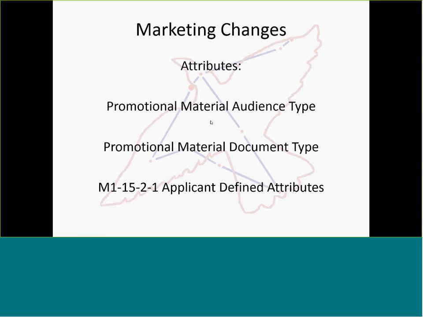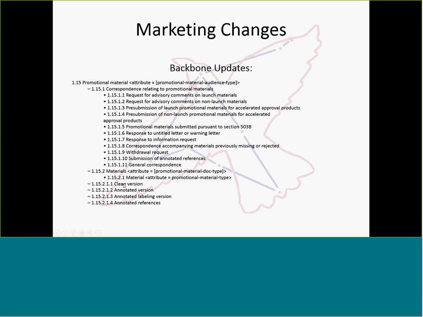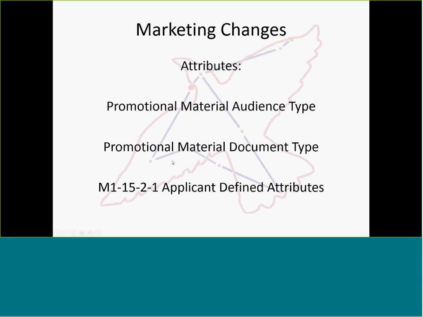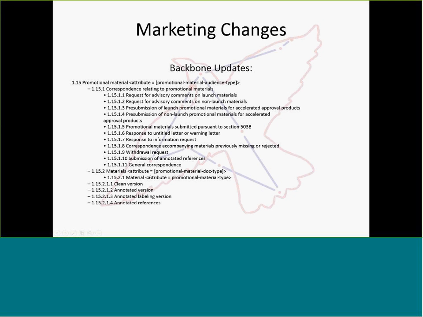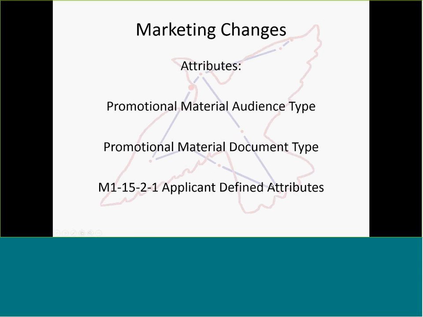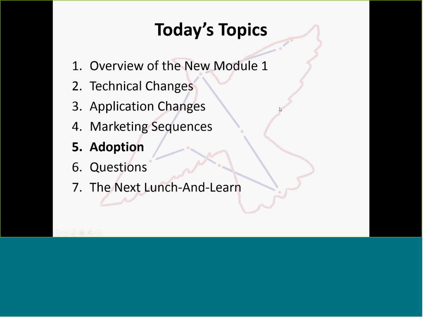We have current attributes: material audience type, that's the patient versus the doctor. Material document type, which is: is it a flyer, is it a video, what kind of material is it? And there are different attributes for various types. If there's an item that needs additional information, it's defined here.